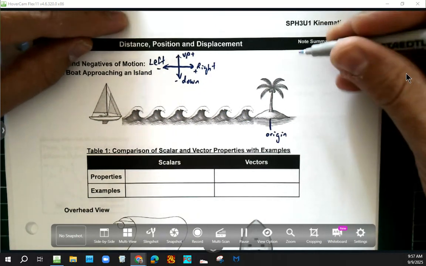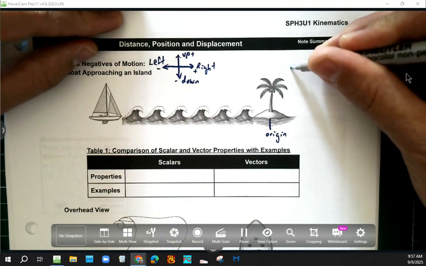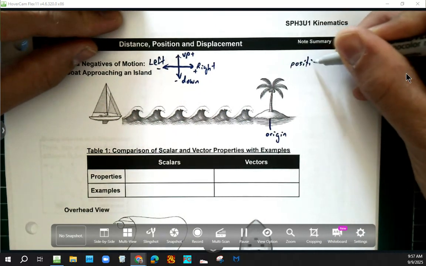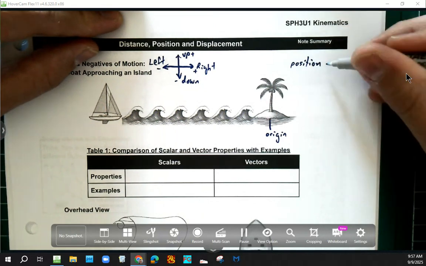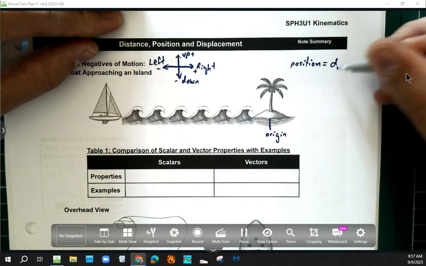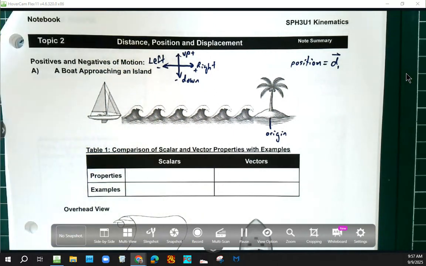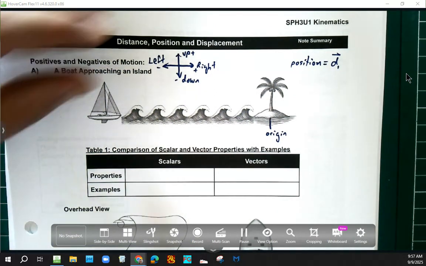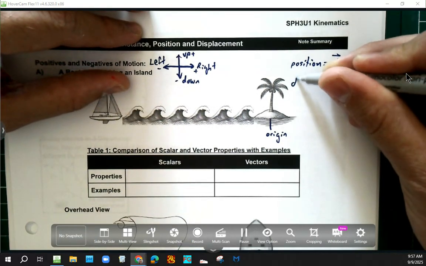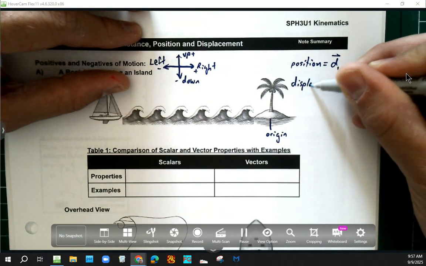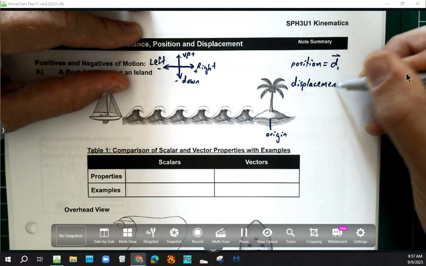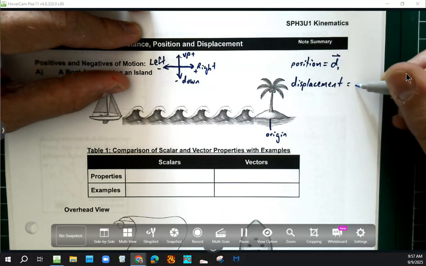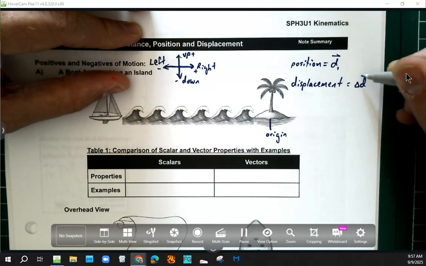A little bit of notation here. When I talk about position, I'm going to use the symbol D1 with an arrow over top of it, because position is a vector. It's got directionality associated with it. But when I talk about displacement, I'm going to use the symbol delta D with an arrow over top of it.